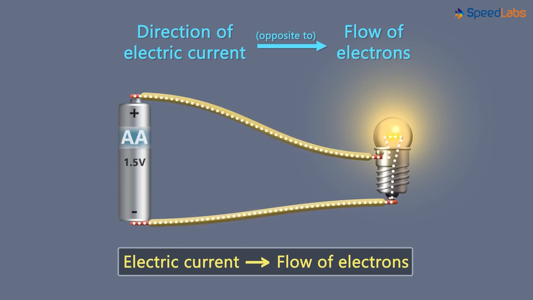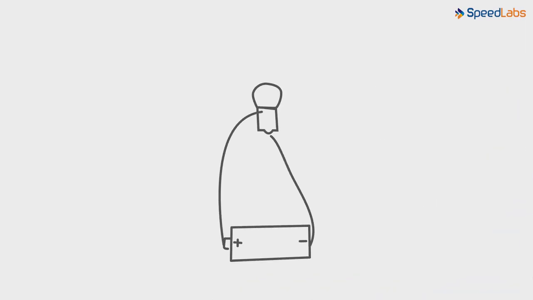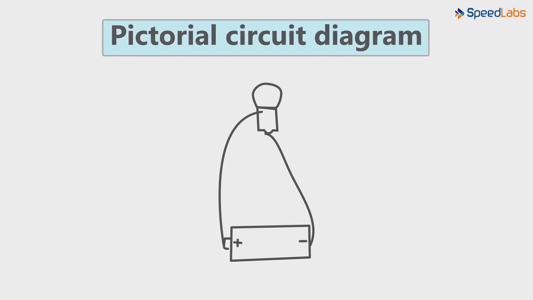Now, if I were to tell you to draw this circuit on a piece of paper, then how will you do it? You will probably first draw a cell and a bulb and then the wires joining them. This is called a pictorial circuit diagram as we are drawing pictures of each component. But sketching the cell and the bulb is tedious. However, there is a simpler way.